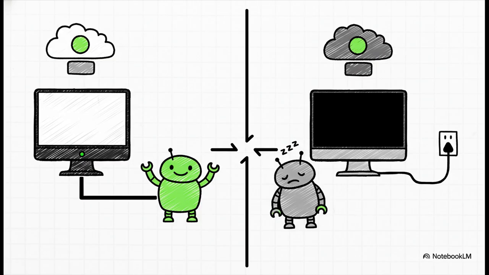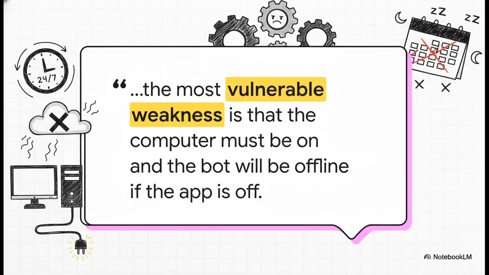So what does that mean? It means if you turn your PC off, if it goes to sleep, or even if you just close the app, your bot is offline, gone, unavailable to your server. And this user review just nails it, calling this the software's most vulnerable weakness. And they're right.